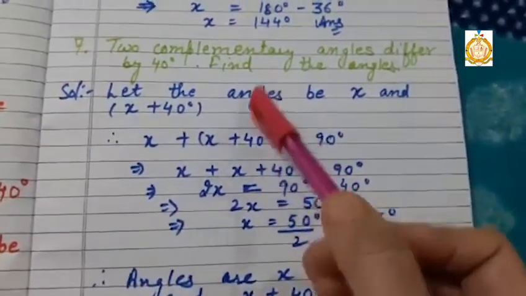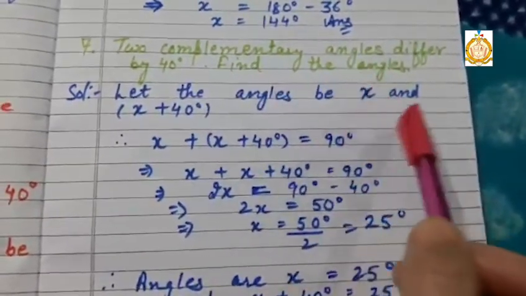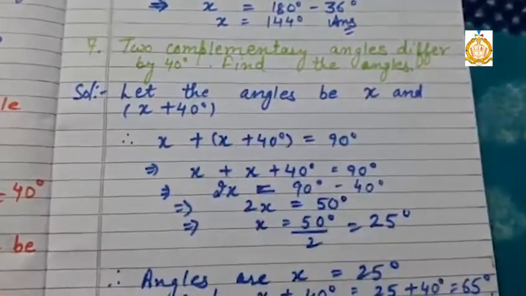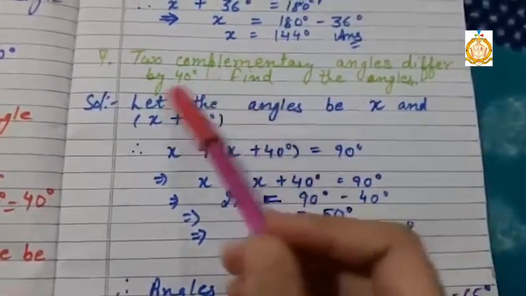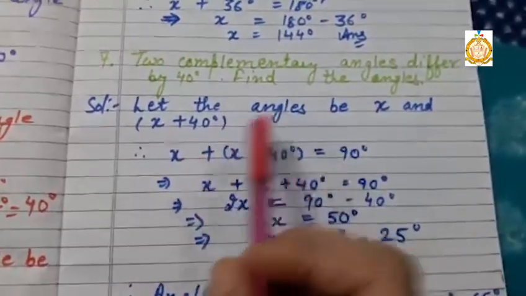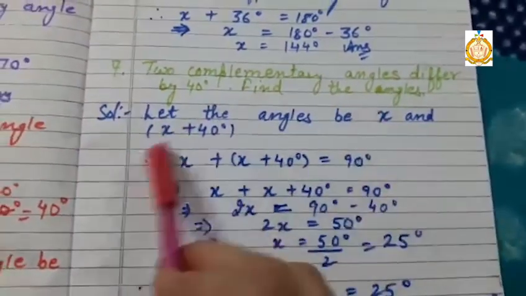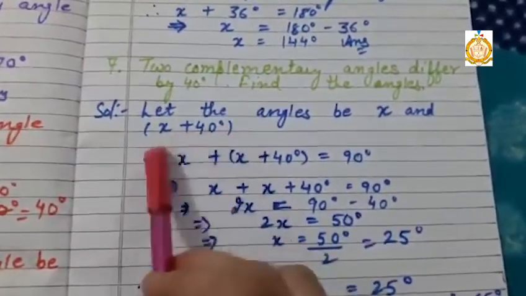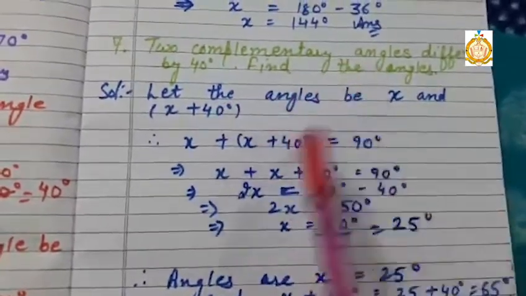Now as these two angles differ by 40, you can assume the two angles like x and x plus 40. Since there is a difference of 40, when you subtract x from here you would get 40. And also you can solve the same sum by considering two angles as x and x minus 40. You can do it by this method also. Now here I am solving it by this method.